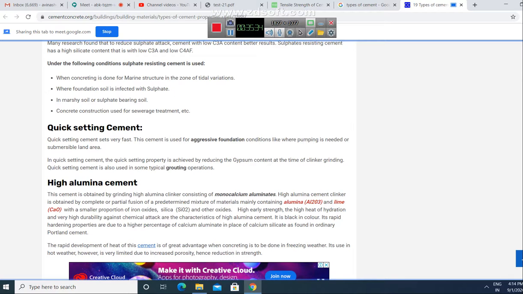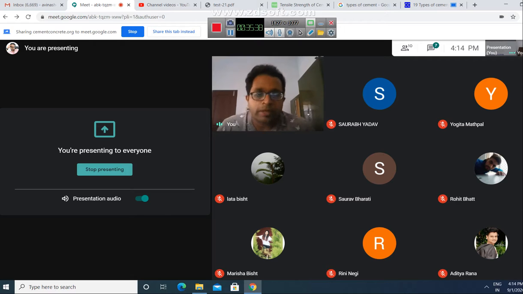Another important classification of cement is the quick setting cement. Do you know what is meant by setting action? I already told you that setting means the cement paste will lose its plasticity. Which component in cement was responsible for setting action?